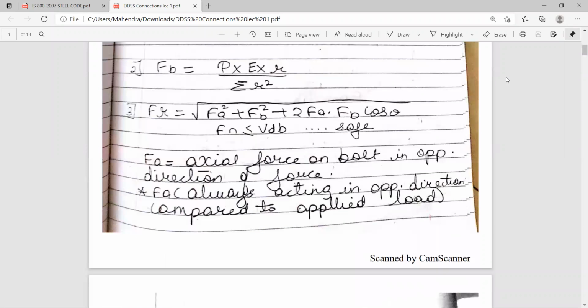So FA will be the axial force on the bolt in the opposite direction of the force. And FA will always act in the opposite direction compared to the applied load. So note down what FA means: the axial force on the bolt in the opposite direction of the force, and it always acts in the opposite direction compared to the applied load.